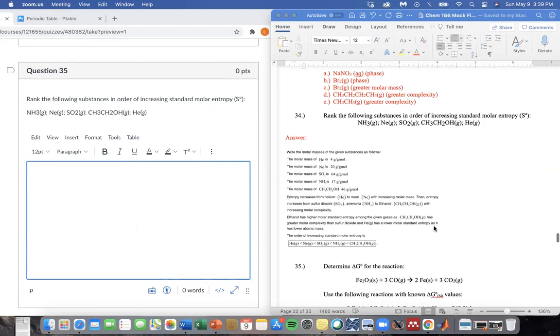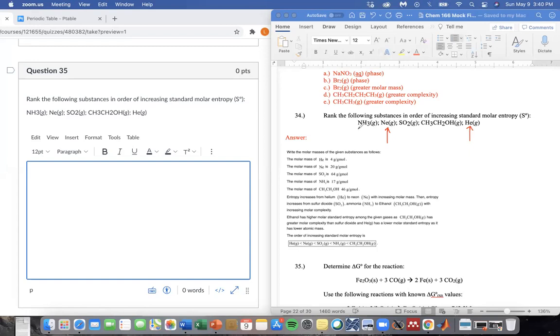This next one, we're ranking these substances in order of increasing molar standard entropy. First, we compare H and HE and NE because they're the only ones that contain only one atom. HE has the smaller mass out of the two of them, and so that one has the least standard molar entropy. Next up is neon because it's only one single atom.